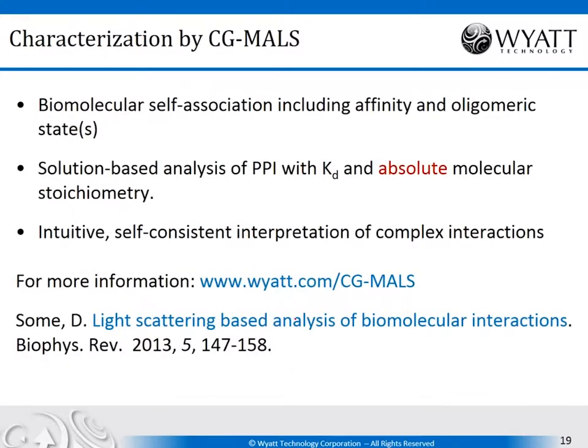So to summarize briefly, there's an entire world of interactions that you can analyze with CG-MALS. It gives you self-association, so you can analyze the affinity and the oligomeric states of a self-associating system. You can also analyze protein-protein interactions in solution, in free solution, to determine the KDs and the absolute molecular stoichiometries. For complex interactions, this technique gives you intuitive and self-consistent interpretation of the results.